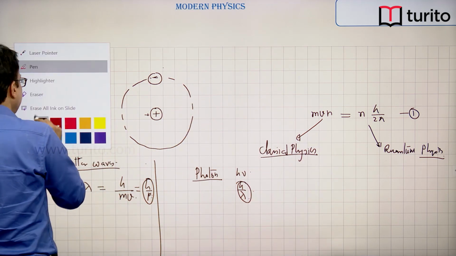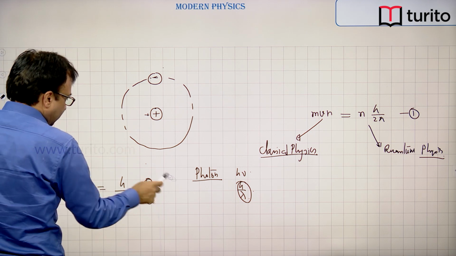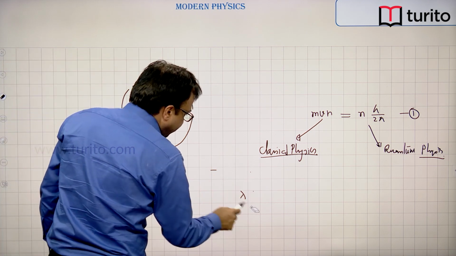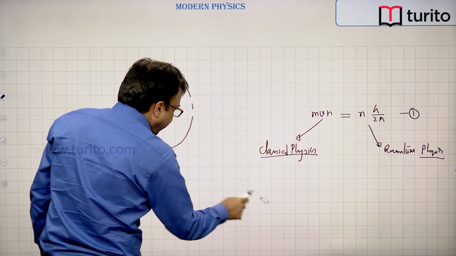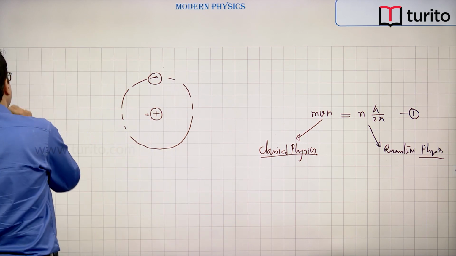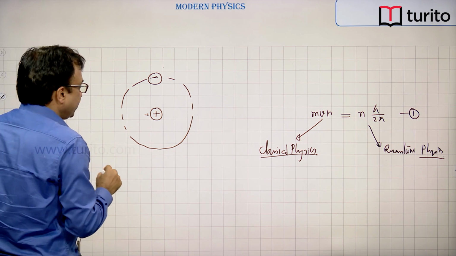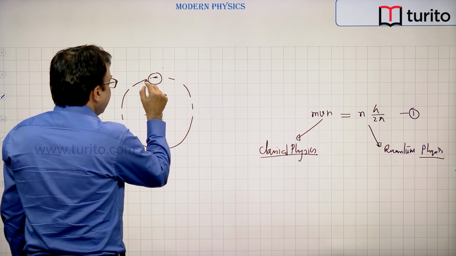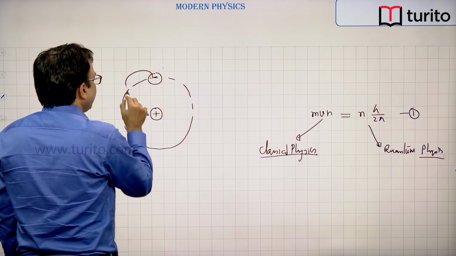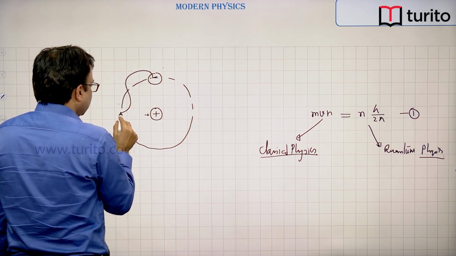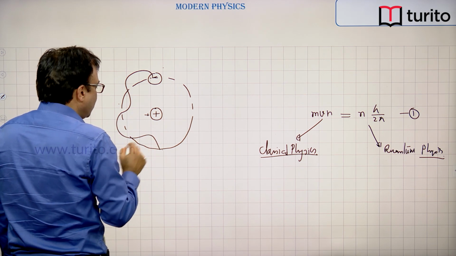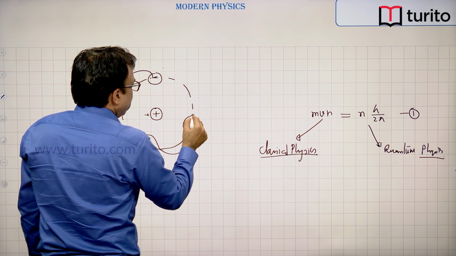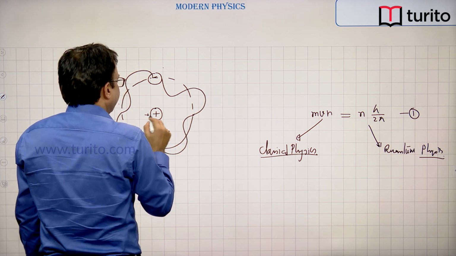The wavelength of matter wave is such that in one orbit these waves completely fit. Let me explain what I am trying to say. Suppose this is the orbit of the electron, then in this orbit this is one complete wave, this is two complete waves, three complete waves, and suppose this is four complete waves.